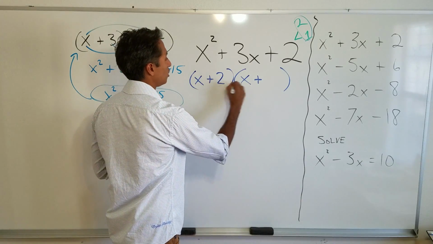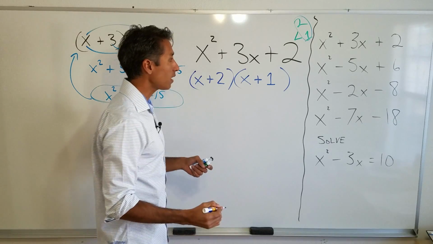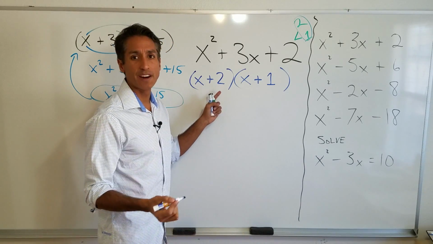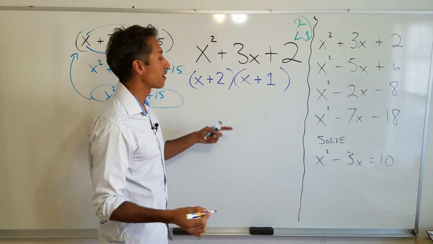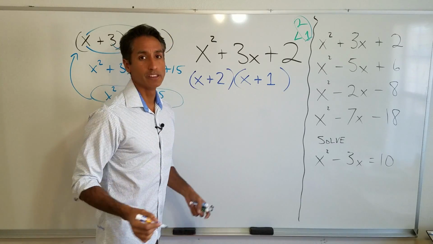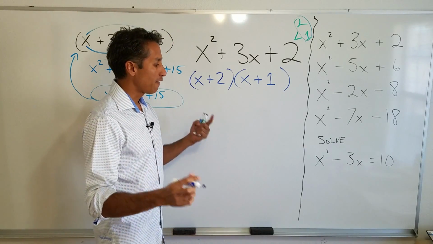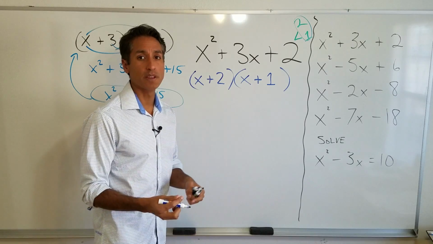So I'll put the 2 here and the 1 here. Some teachers like you to have the bigger number first. I personally don't care. So that's how it would look. And so what we've done is we've factored this trinomial.